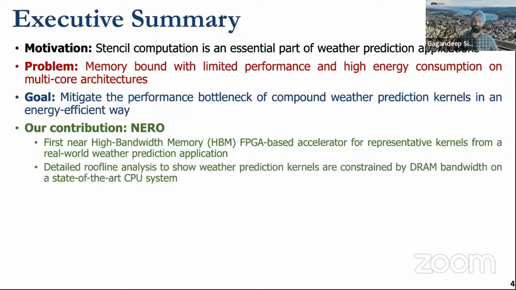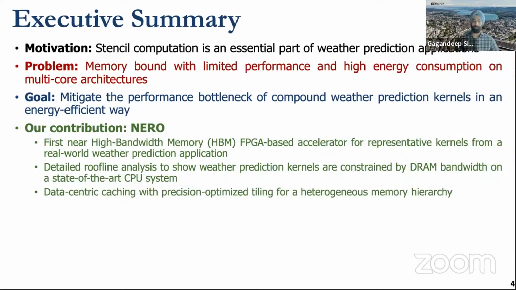We performed detailed roofline analysis to show that weather prediction kernels are constrained by DRAM bandwidth on a state-of-the-art CPU system. At that time, it was state-of-the-art, and now we have the next generation as well, but still these kernels are bounded by DRAM bandwidth. And we also performed data-centric caching with precision-optimized tiling for a heterogeneous memory hierarchy using URAM, BRAM, and HBM because these FPGAs provide all these different kinds of memories.